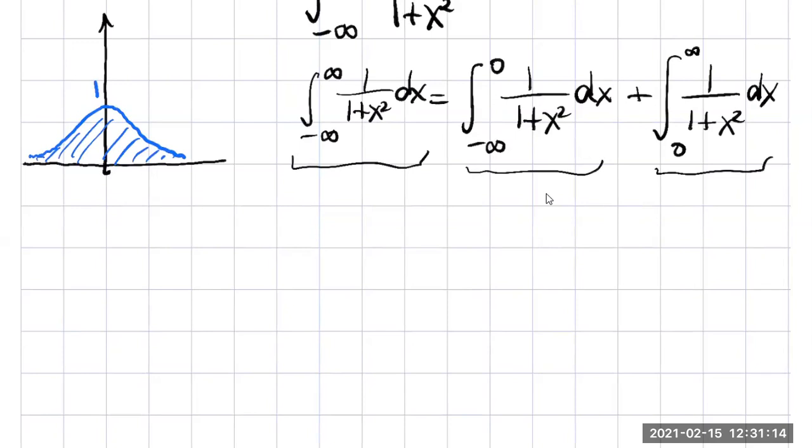Could be both of them don't. We won't know until we actually go through the process. If we don't get a finite value for either one of those integrals, all bets are off, gang. And we say that the original diverges. Okay, the original diverges. Okay, let's go figure it out.